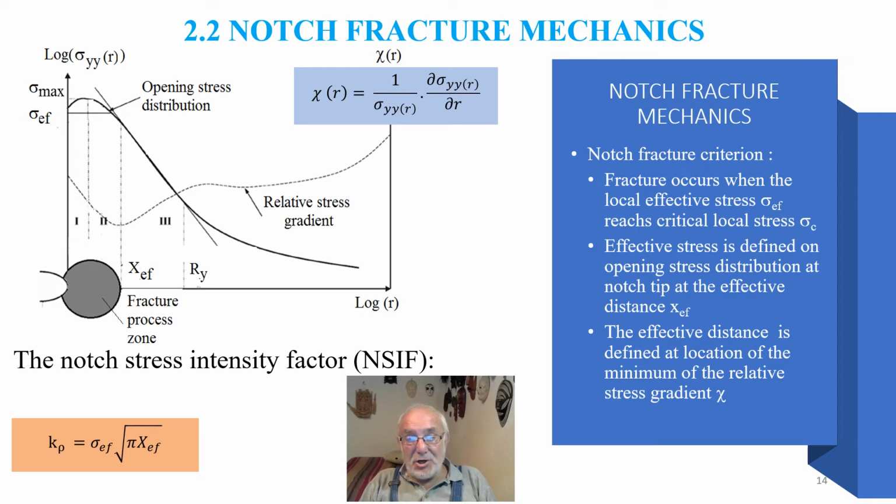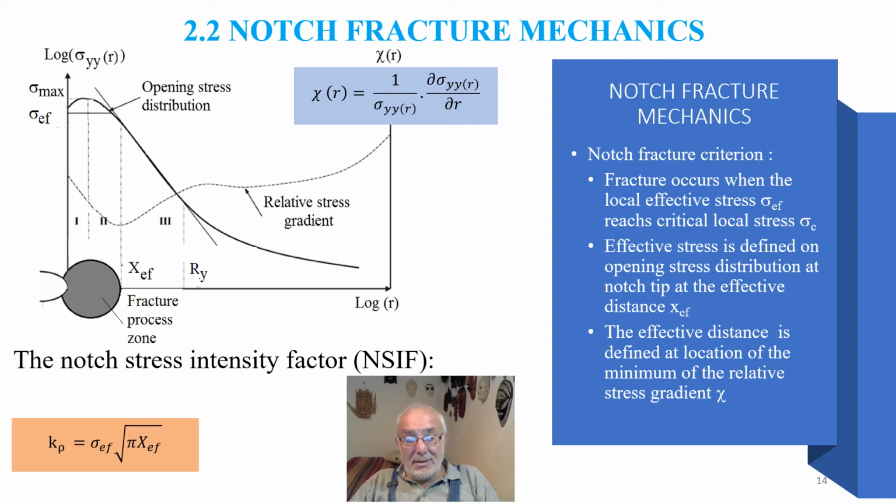A procedure given in the volumetric method is to consider that this effective distance is given by the relative stress gradient, which is given by this formula. And we can note in this picture how the effective distance and the effective stress are defined.